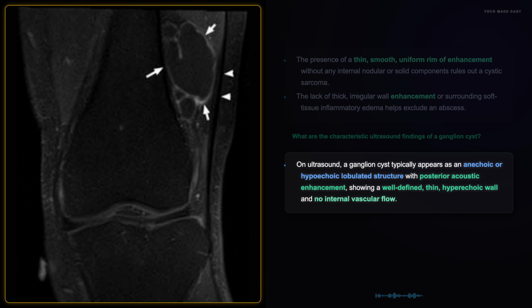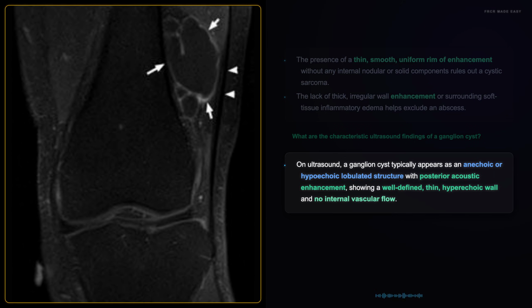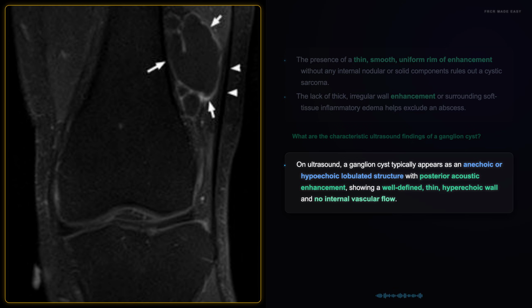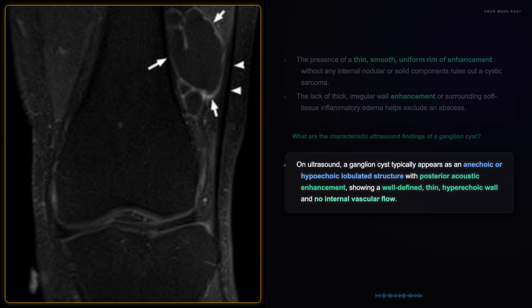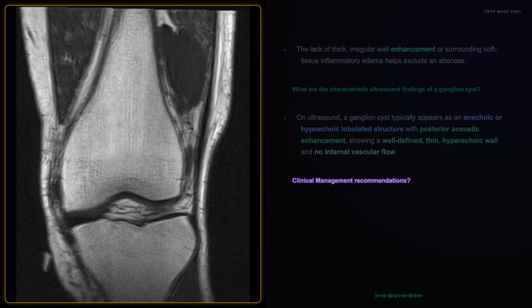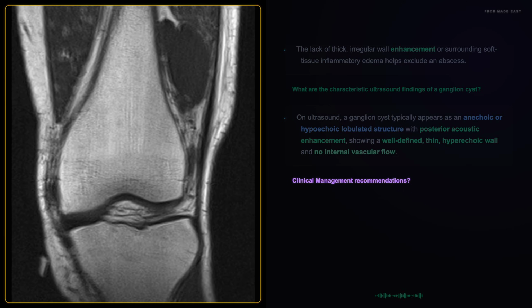On ultrasound, a ganglion cyst typically appears as an anechoic or hypoechoic lobulated structure with posterior acoustic enhancement, showing a well-defined, thin, hyperechoic wall and no internal vascular flow. Finally, what are your clinical management recommendations?